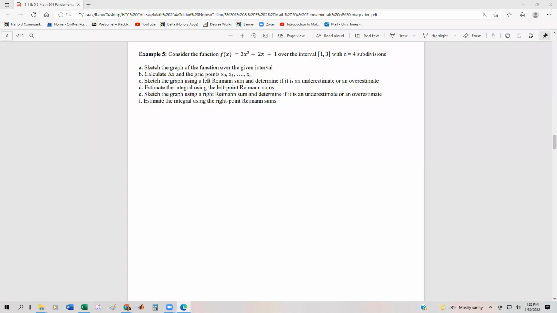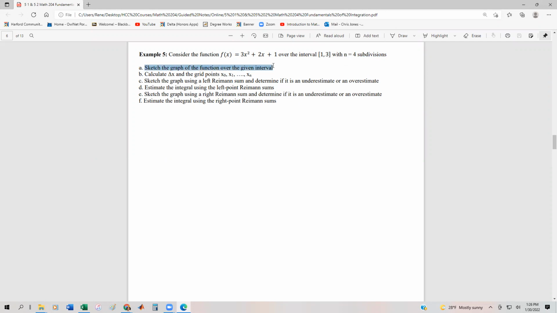Let's put together the idea of integrals and being able to estimate integrals using the left-hand and right-hand rules. So we have this function, a quadratic 3x squared plus 2x plus 1, and we're bounding it by 1 and 3. And we're going to break this up into 4 subdivisions or 4 partitions. And from that, we're going to do 6 different operations, some of which are easier than others.